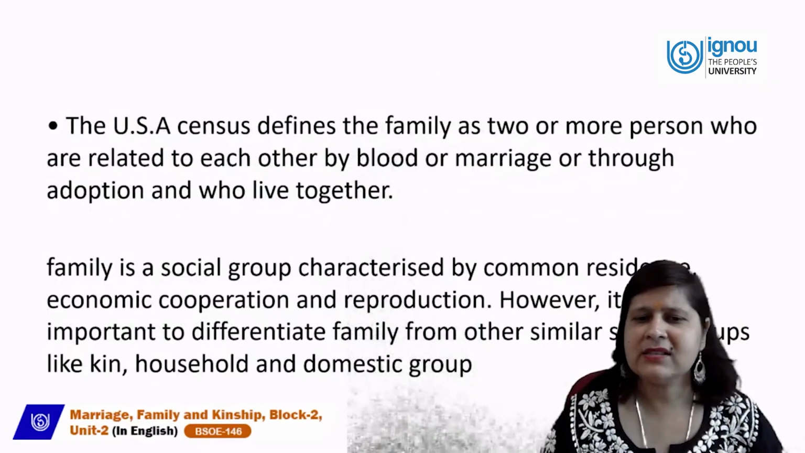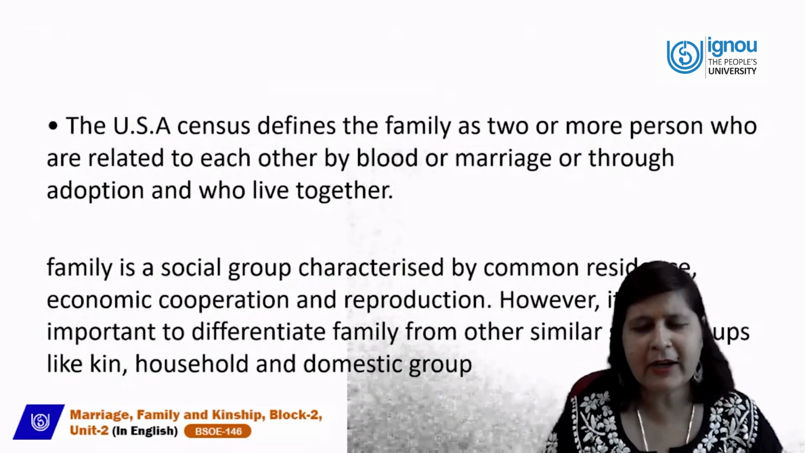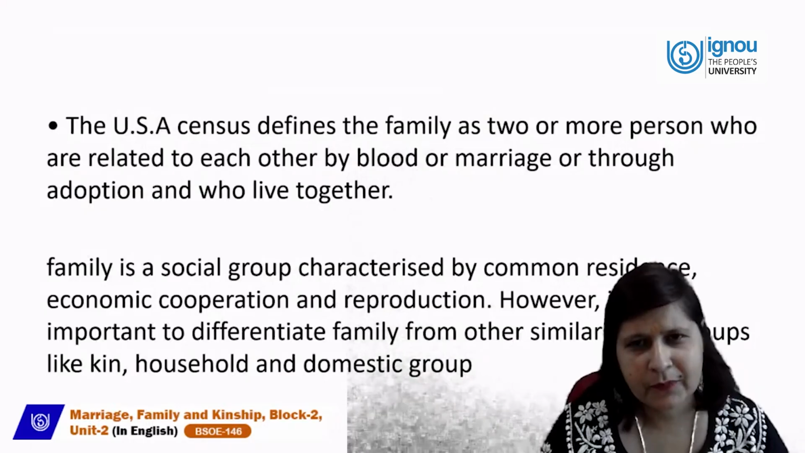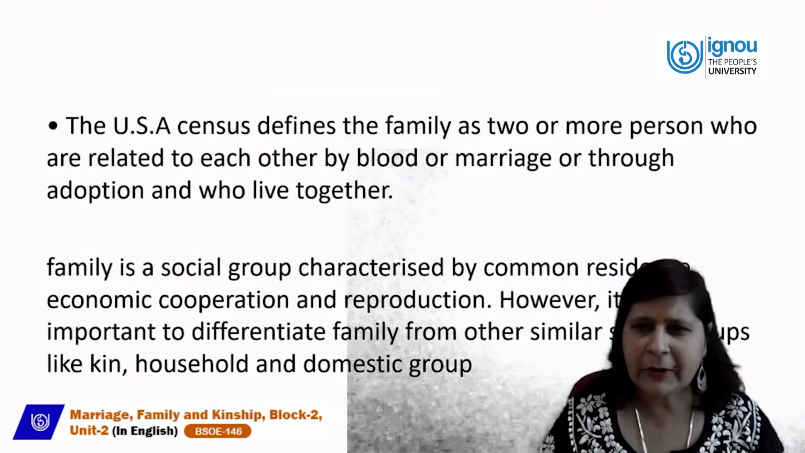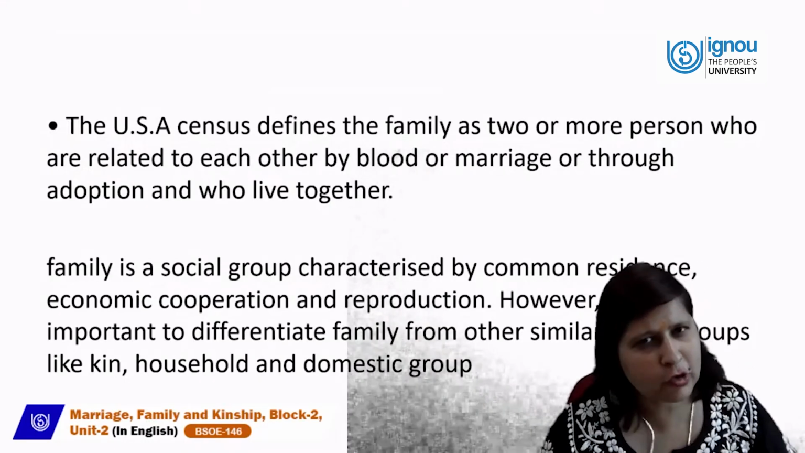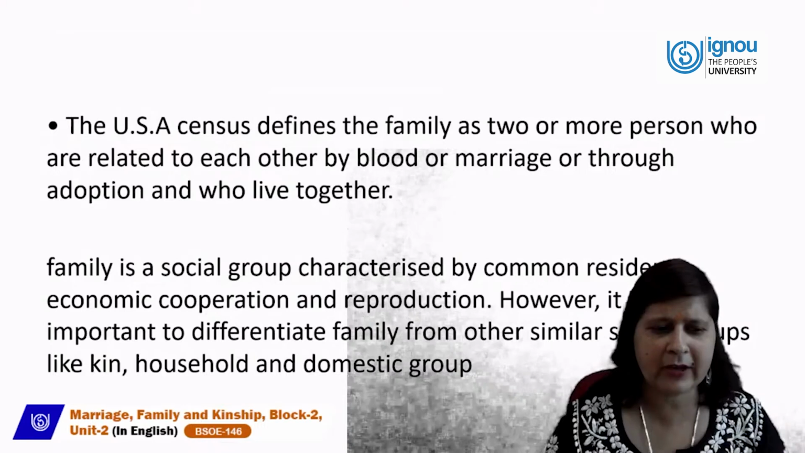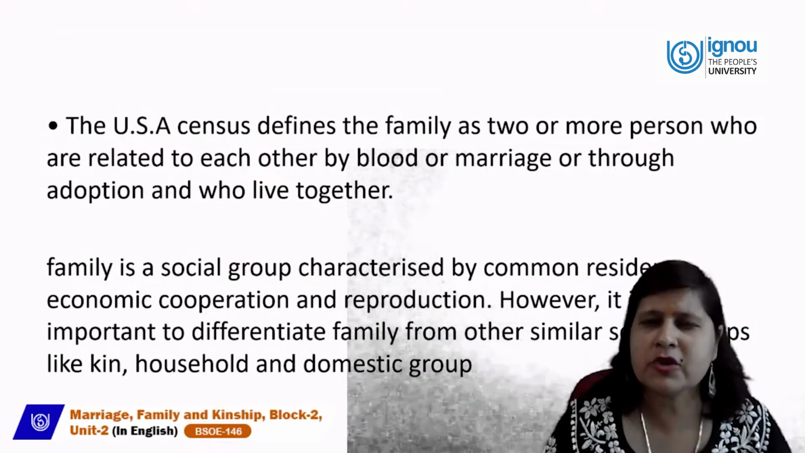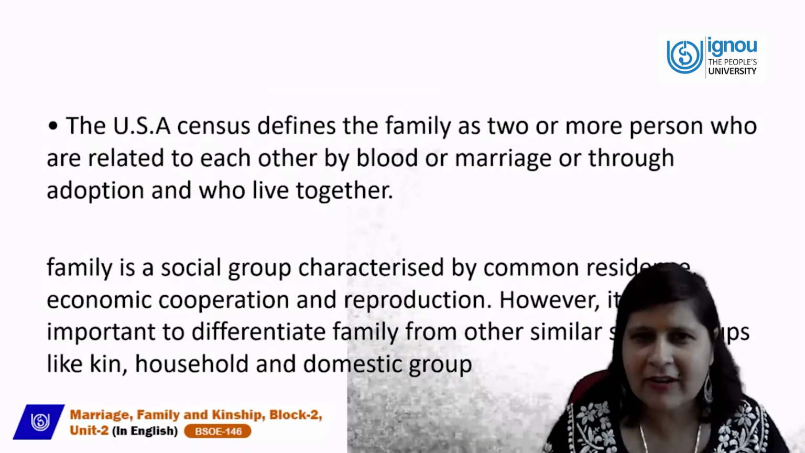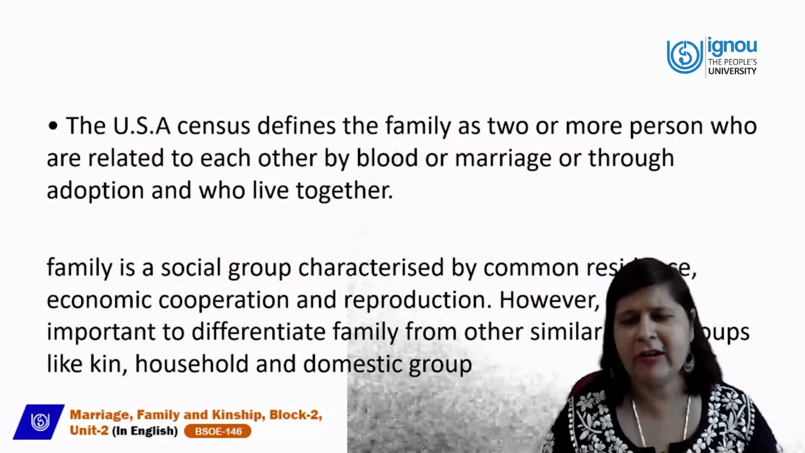The USA Census defined the family as two or more persons who are related to each other by blood, marriage or adoption and who live together. So according to this definition, two or more persons are related through blood, marriage or adoption, and they live together. Family is a social group characterized by common residence. The most important thing is common residence. There should be economic cooperation and reproduction.